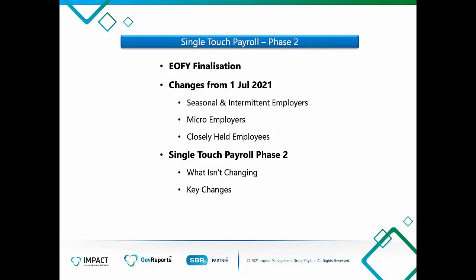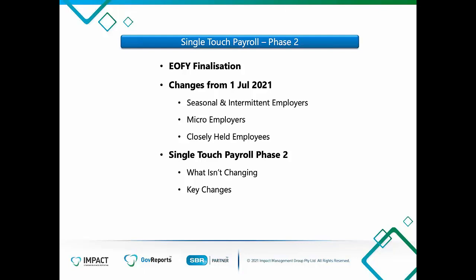So my plan for today hopefully is we're going to just talk about the end of year finalisation if you have been using Single Touch Payroll. We're going to have a look at the changes for seasonal and intermittent employers, micro employers and the closely held, and then we're going to have a look at Single Touch Payroll Phase 2.